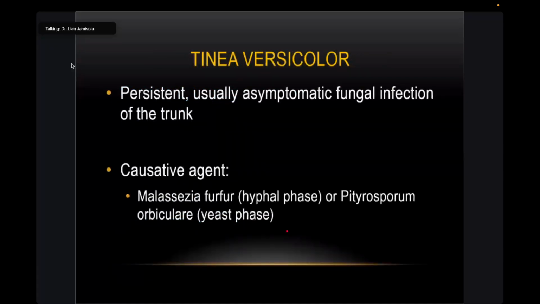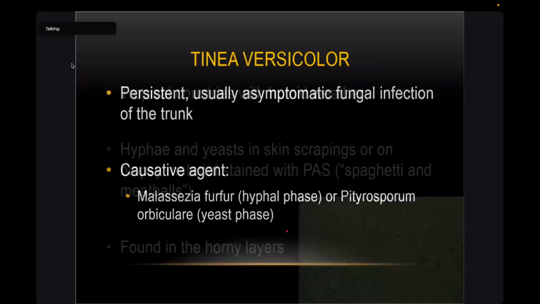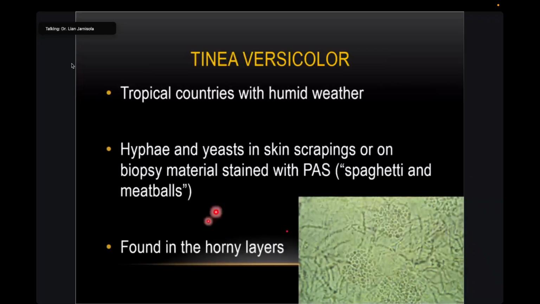Lastly, we have the tinea versicolor or pityriasis versicolor. So this is your an-an. I'm sure you've heard of that. This is a persistent, usually asymptomatic fungal infection of the trunk, the chest, the back, the upper arms. Sometimes the face, sometimes the thigh, the abdomen. It's caused by Malassezia furfur. It's very common in the Philippines because of our tropical humid weather.